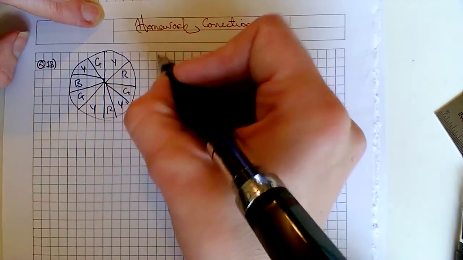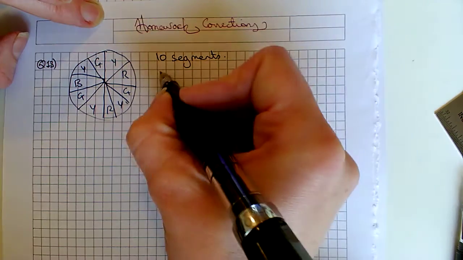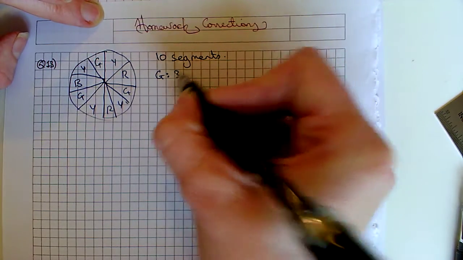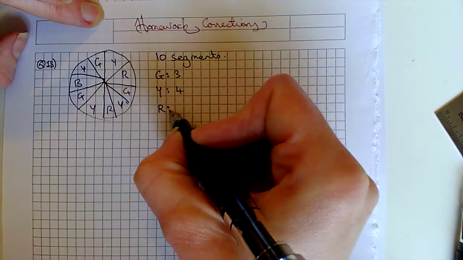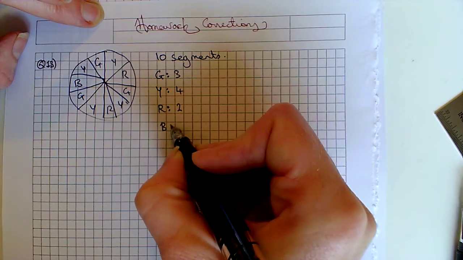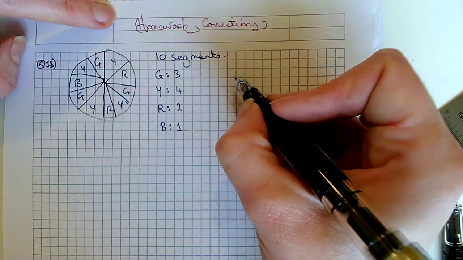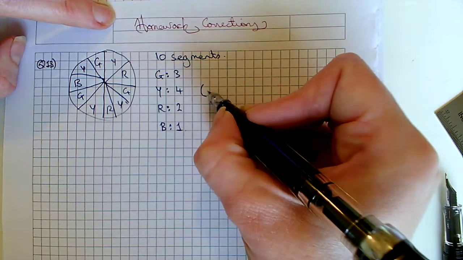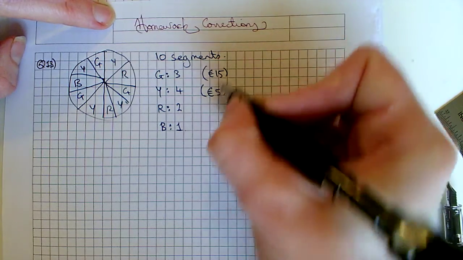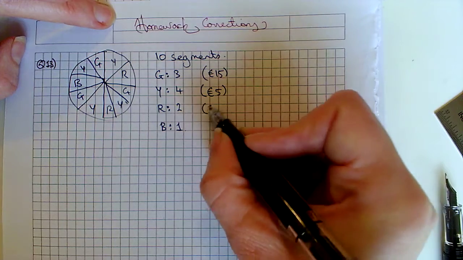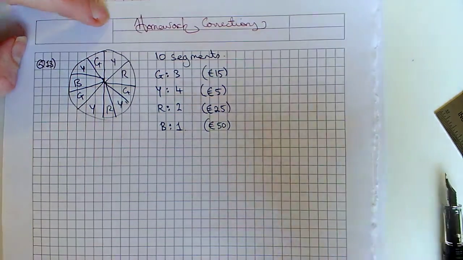So let's count them up. We have 10 segments, and the colours that we have: 3 of them are green, 4 of them are yellow, 2 of them are red, and 1 of them is blue, like this. Then we are also told that if you land on yellow, you will win €5. If you land on green, you will win €15. If you land on red, you will win €25. And if you land on blue, you can win €50.